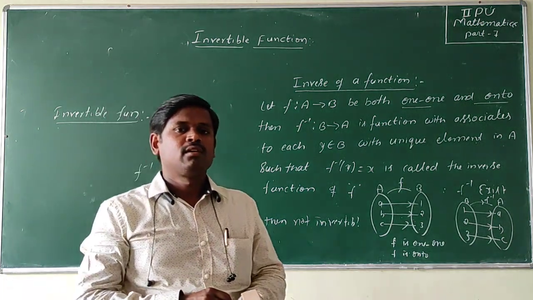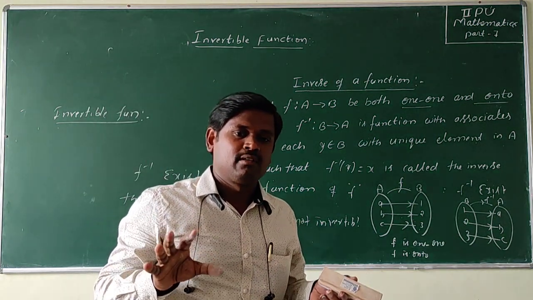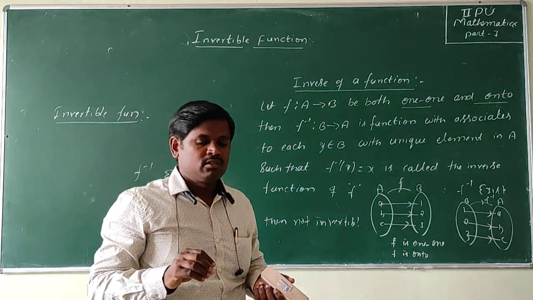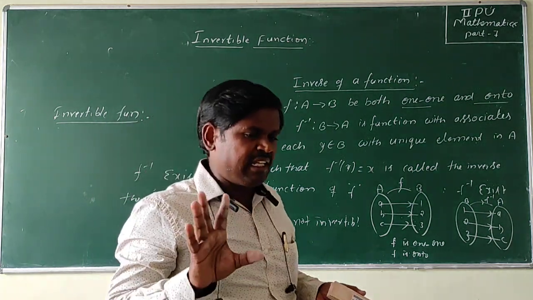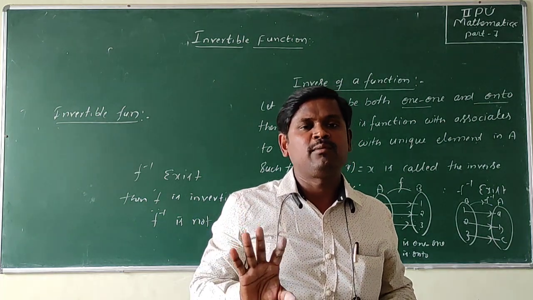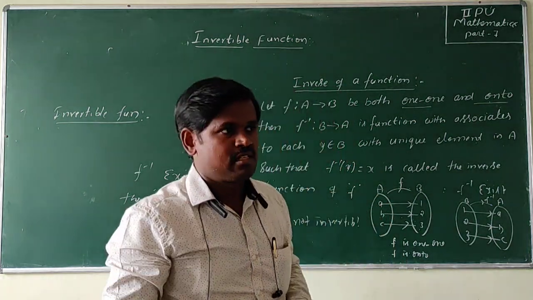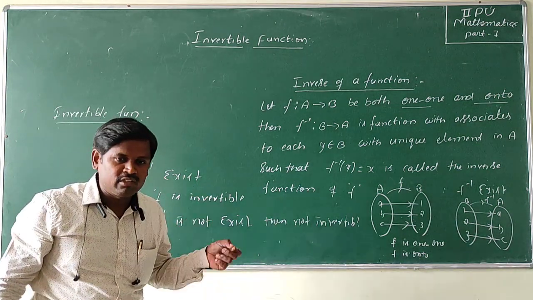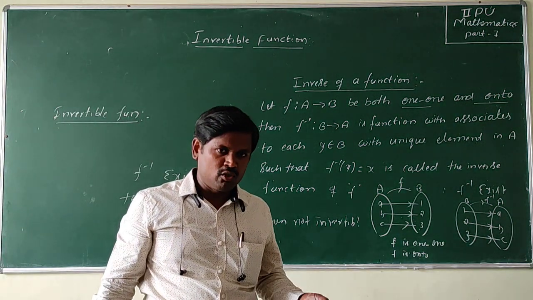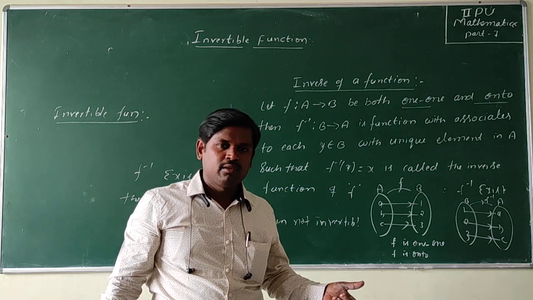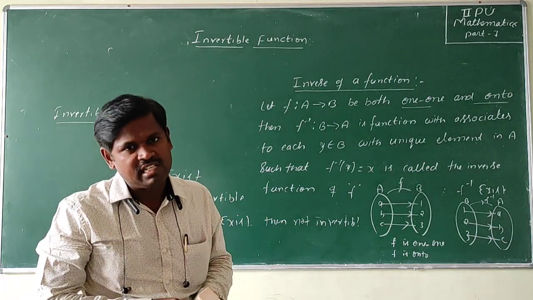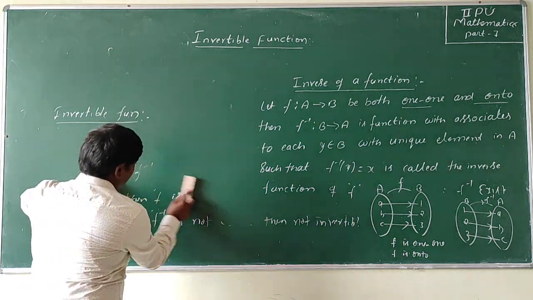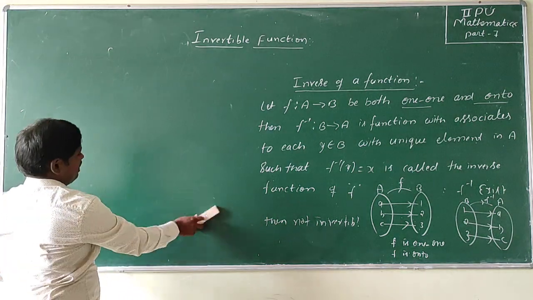The question belongs to invertible functions. It is a very important 5 marks question. We are verifying whether the given function is invertible or not. There are two ways. One is we verify whether the given function is 1-1 and onto. On the basis of that, we decide whether the given function is invertible. One more way also. I think it is very easy for you.